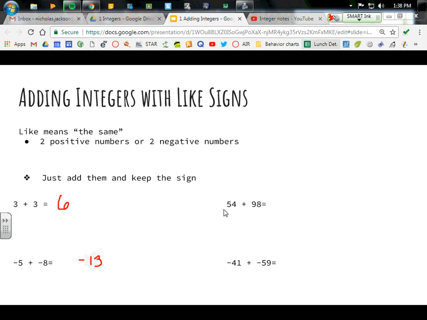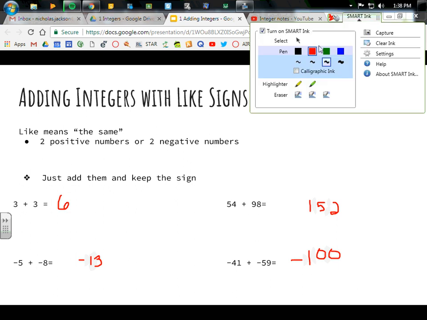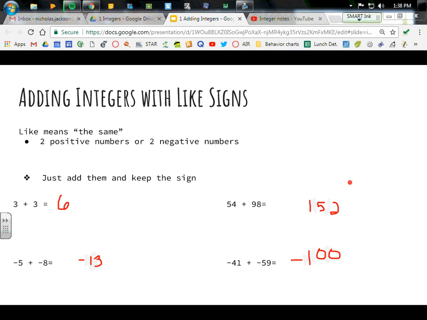Over here we have a positive 54 and a positive 98. So it would be a positive 152. And down here we have negative 41 and negative 59. So my answer would be a negative 100. It seems pretty simple, right?